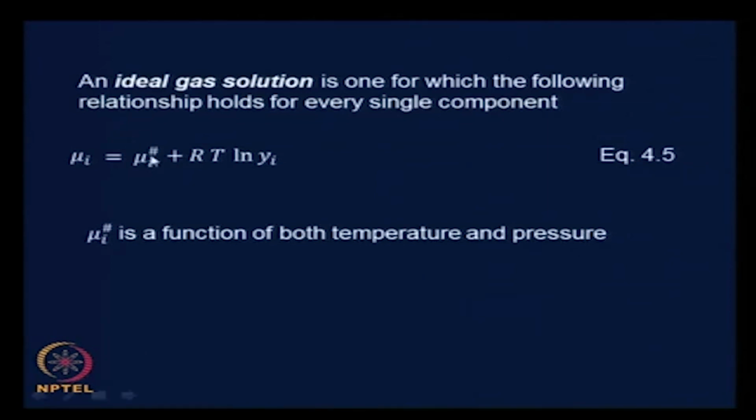Here mu I hash is a function of both temperature and pressure. You will have to note this. Earlier that mu I naught was a function only of temperature. Here mu I hash is a function of both the temperature and pressure.